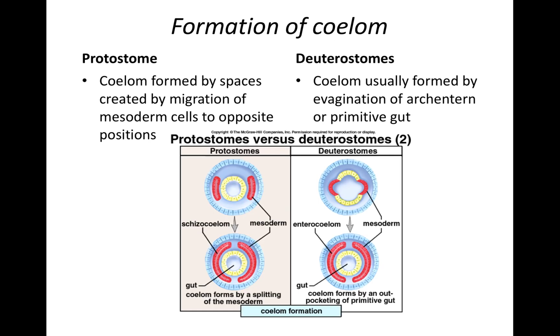The formation of the body cavity, in this case the coelom. In protostomes, the coelom will form spaces by the migration of mesoderm cells. And in deuterostomes, it is formed by invagination of the archenteron, or primitive gut.